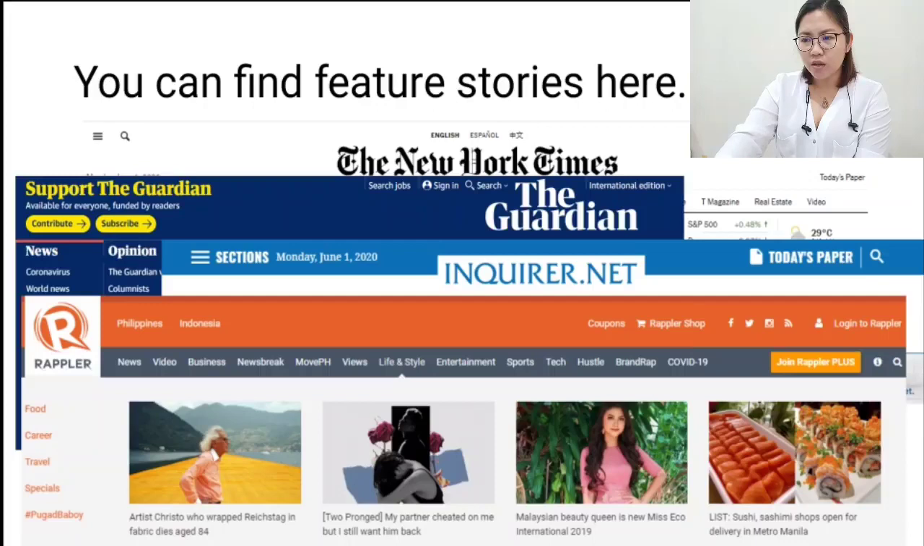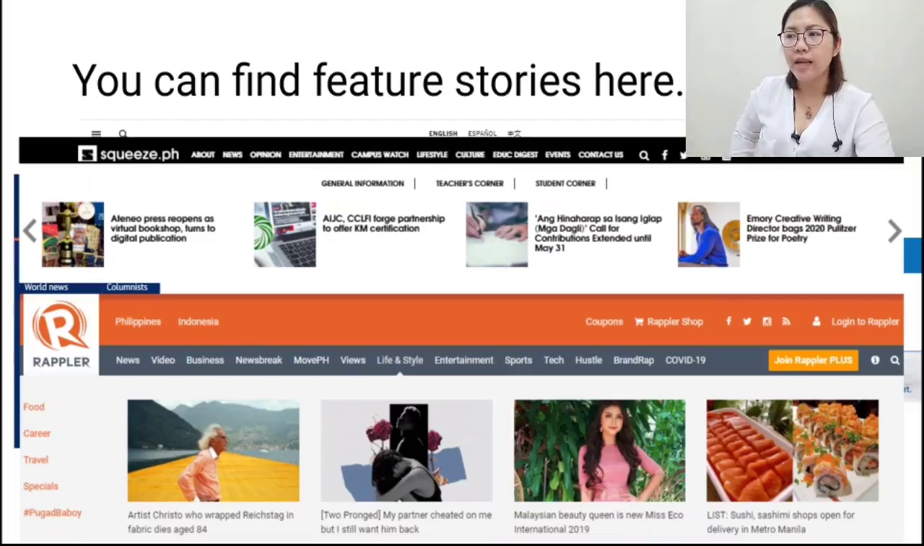Then for Rappler, similarly, they have life and style, entertainment, sports, technology. Look at one article under life and style. It's a list. Sushi, sashimi shops open for delivery in Metro Manila. This is one kind of feature story. For squeeze.ph, what's new here is that they have feature articles under Campus Watch and Edoc Digest. Under Edoc Digest, for PNU ones, you might be interested. Squeeze PH has Teacher's Corner and Student Corner.